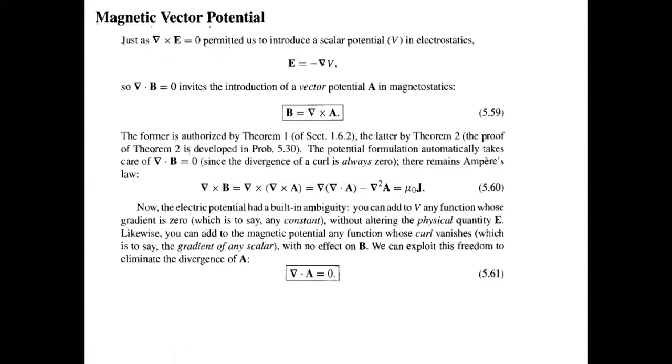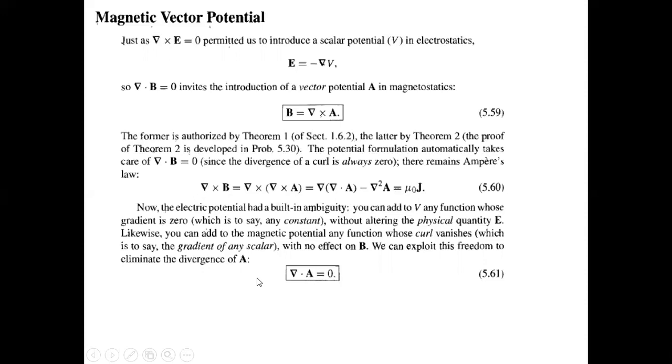Now, this potential formulation automatically takes care of this one, as I mentioned, since the divergence of curl is always 0. So in Ampere's law, when we deal with the curl of B and replace B by this, it becomes something like this one.